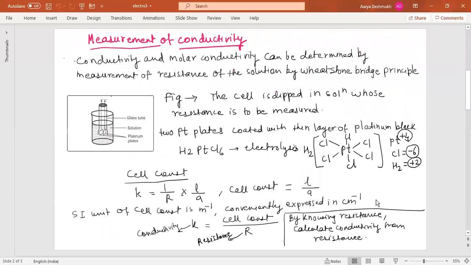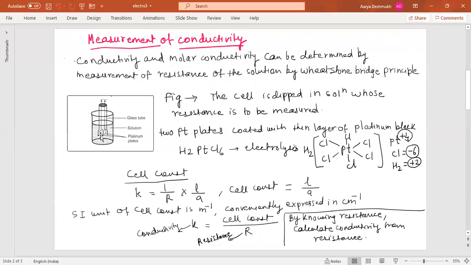Now the next topic, measurement of conductivity. Whenever you are supposed to measure the conductivity of the solution, you need to know the resistance of the solution first. The conductivity and the molar conductivity of the solution can be determined by measuring the resistance of the solution by the Wheatstone bridge principle. In this figure, this is the conductivity cell in which two platinum electrodes are dipped. The electrode should be chosen as an inert one. You can use either platinum electrode or carbon or graphite electrode.